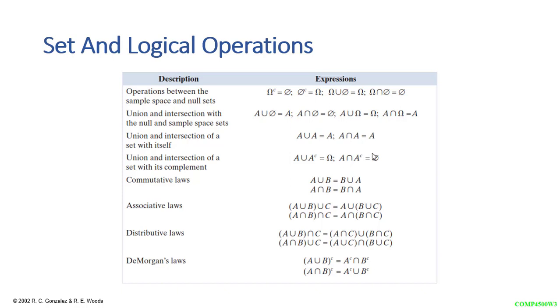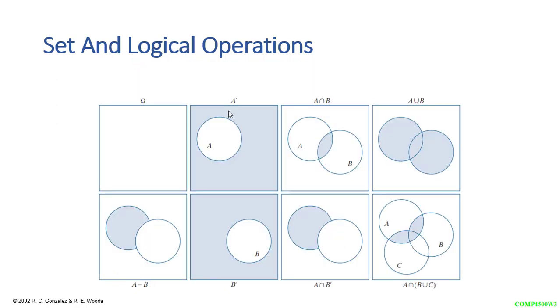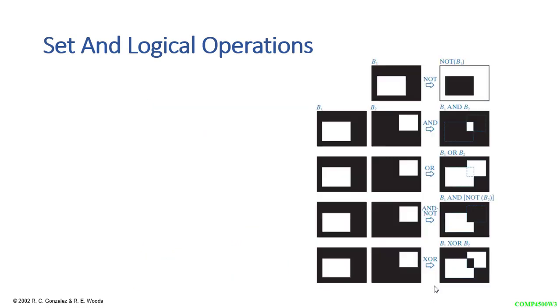Some other logical operations are listed over here: commutative law, associative law, distributive law, De Morgan's law. All of these apply for images, so it's similar to all logical operations. I'm not going through them, but I'm just listing them here to know that all the operations that we studied apply to images. Here are some set and logical operators. This is phi, which is empty, complement, intersection, union, A minus B, B complement, A intersected with B complement, A intersected with B, union, C. So all of these are here. Here we have some operators and examples. If this is B, this is not B, this is B1, B2, their intersection, and so on.